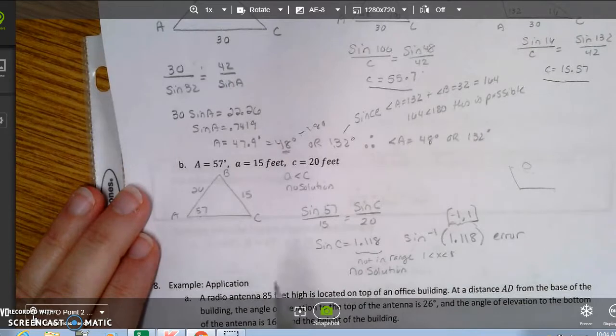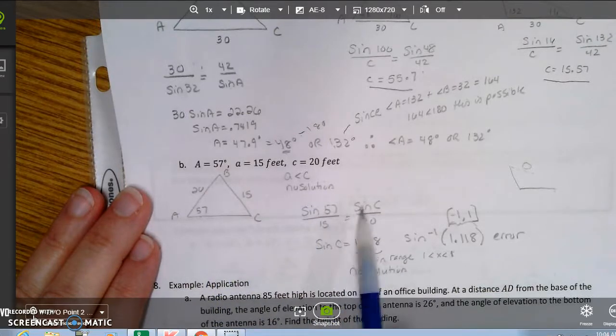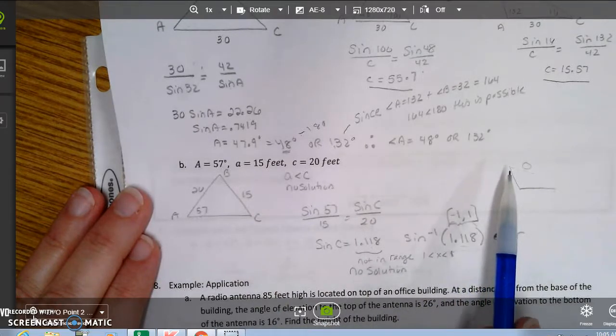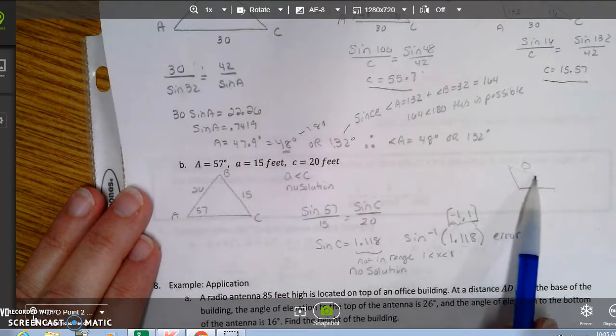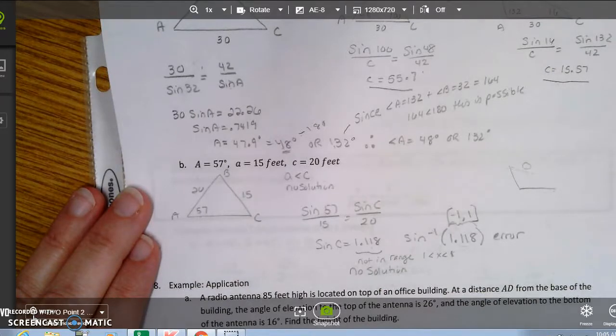All right, so here's our second problem. This time I've got angle A, I've got side A, and I've got side C. I put it into my formula and I cross multiply, and I get sine C is 1.18. I'm sorry, 1.11. If I try and do the inverse of that, I get an error message because this number is not between -1 and 1. So therefore, there's no solution to the problem. So this is a triangle that would look something like this, where you have the triangle and this side is not long enough to touch the other side. So it would be no solution. So we'll talk some more about that application in class.